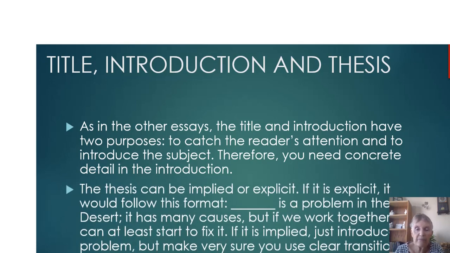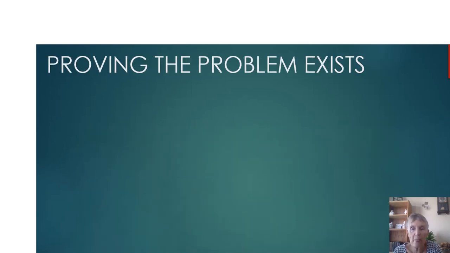The thesis is usually, again, at the end of the first paragraph. But in this one, it can be either implied or explicit. If it's explicit, you could follow this format. Hunger is a problem in the high desert. It's caused by many different things, but if we work together, we can at least start to fix it. If it's implied, just introduce the problem, but then make very sure you use clear transitions when you move to the causal analysis and proposal part of the essay.